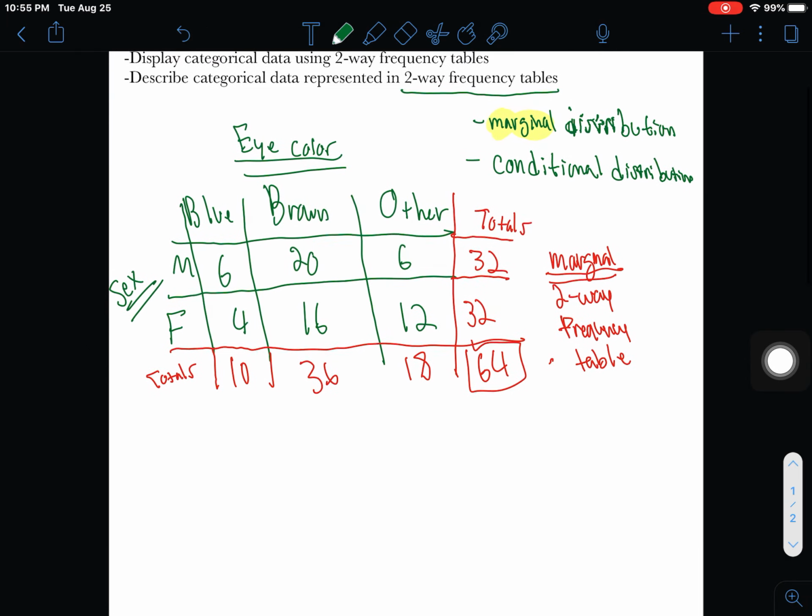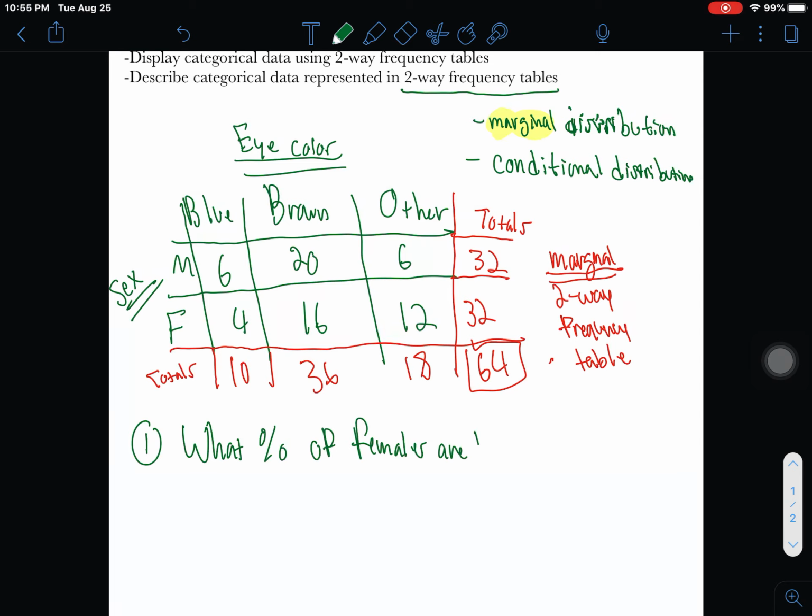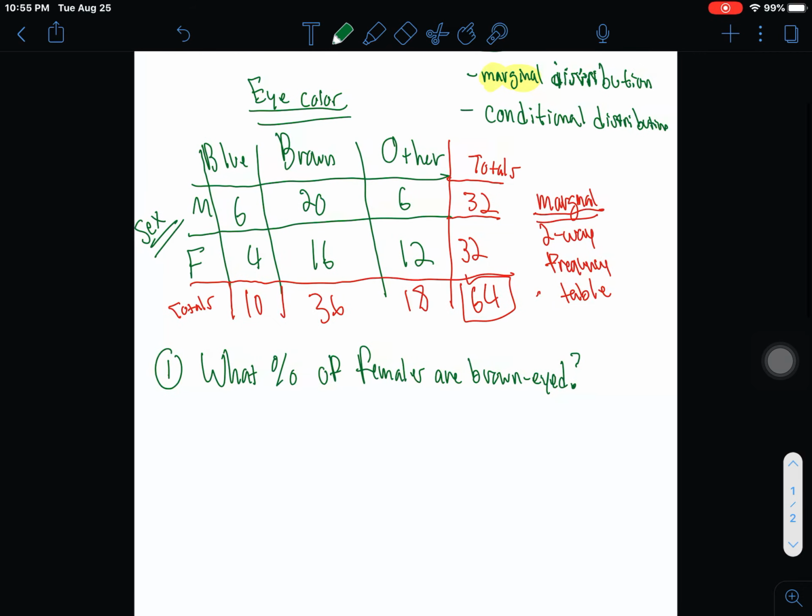All right. So the first question I'm going to ask, and this is more of interpreting what's inside of the table. So what percent of females are brown-eyed? So what percent of females are brown-eyed?